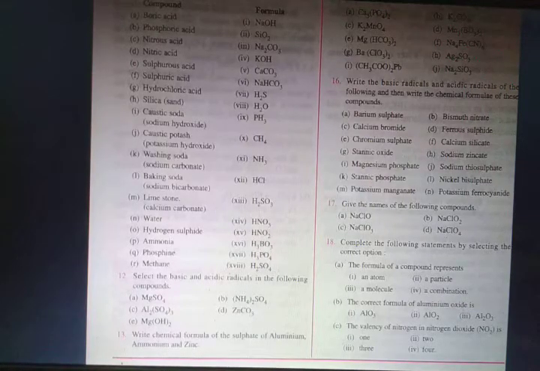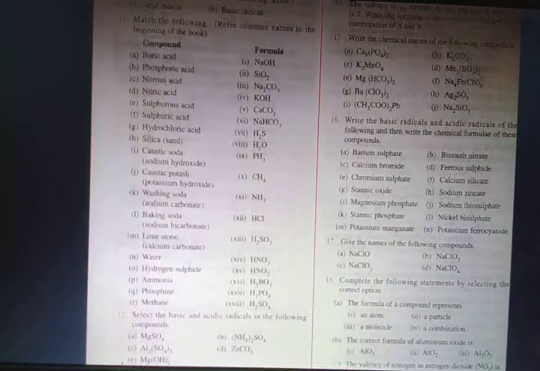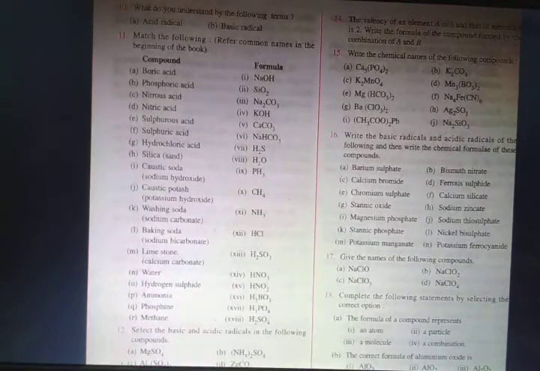The next set of questions: the valency of an element A is 3 and that of element B is 2. Write the formula of the compound formed by the combination of A and B. We just have to cross multiply the valencies, nothing else. So it's A2B3. That's the formula of the compound.